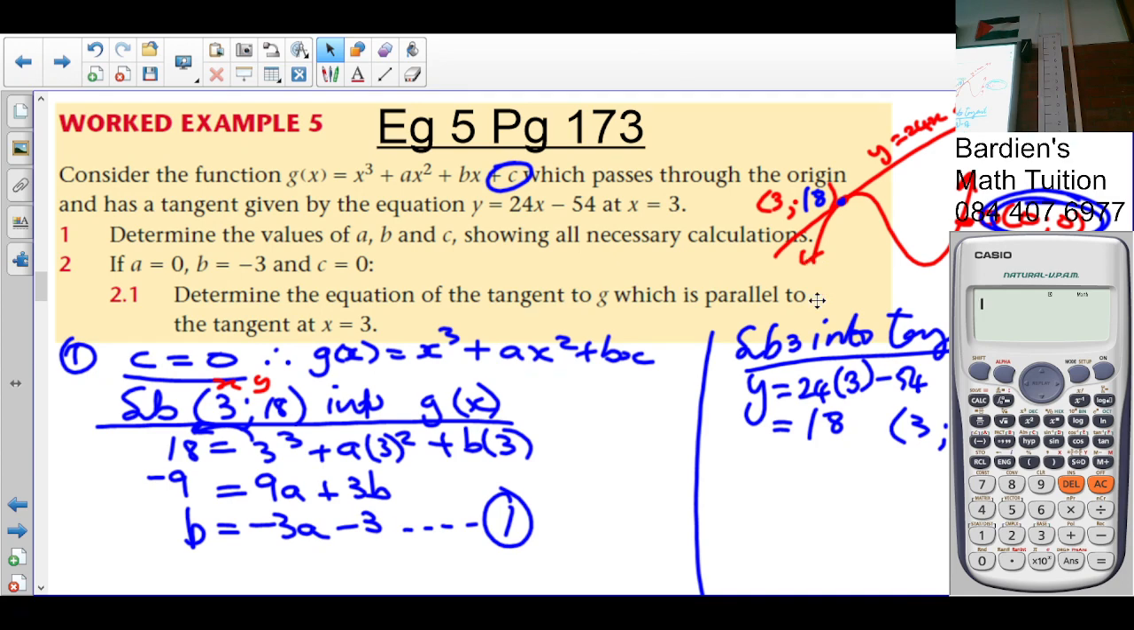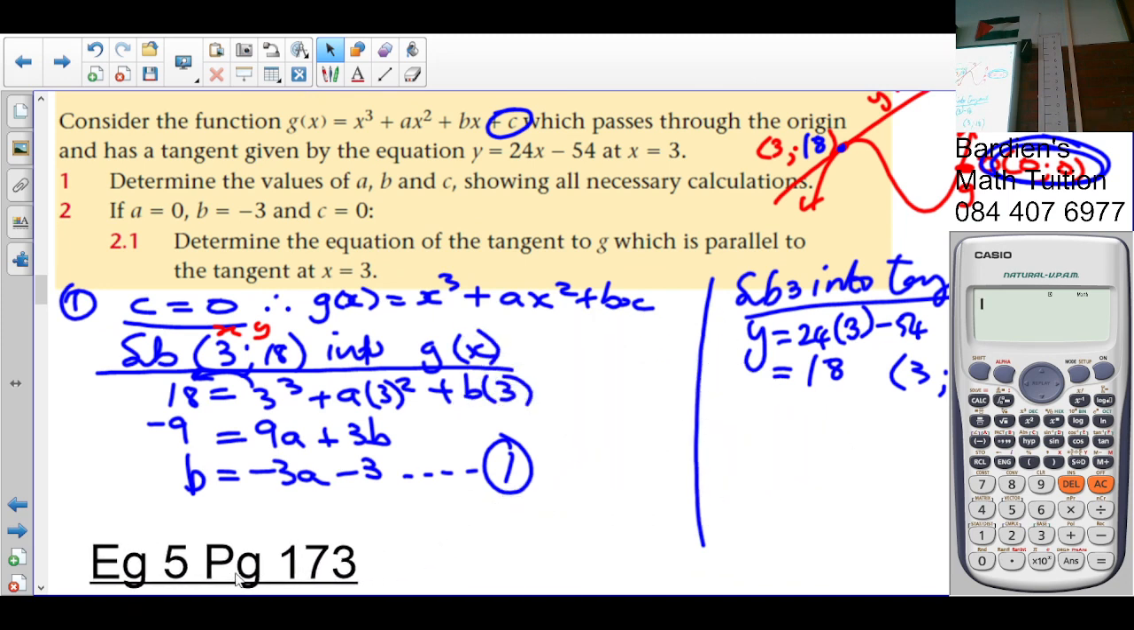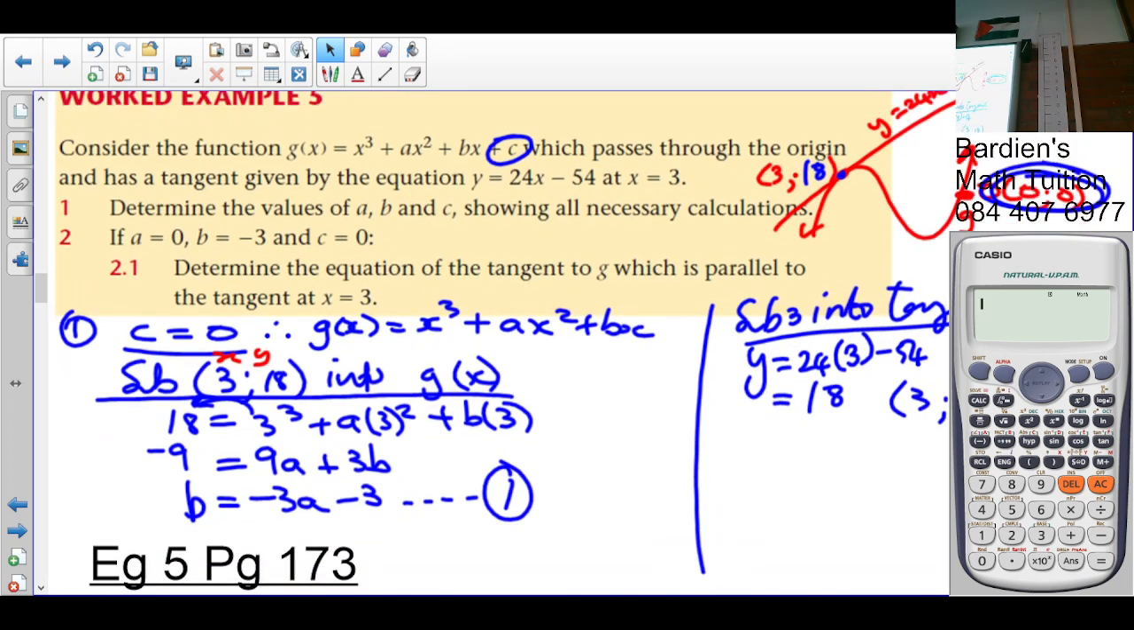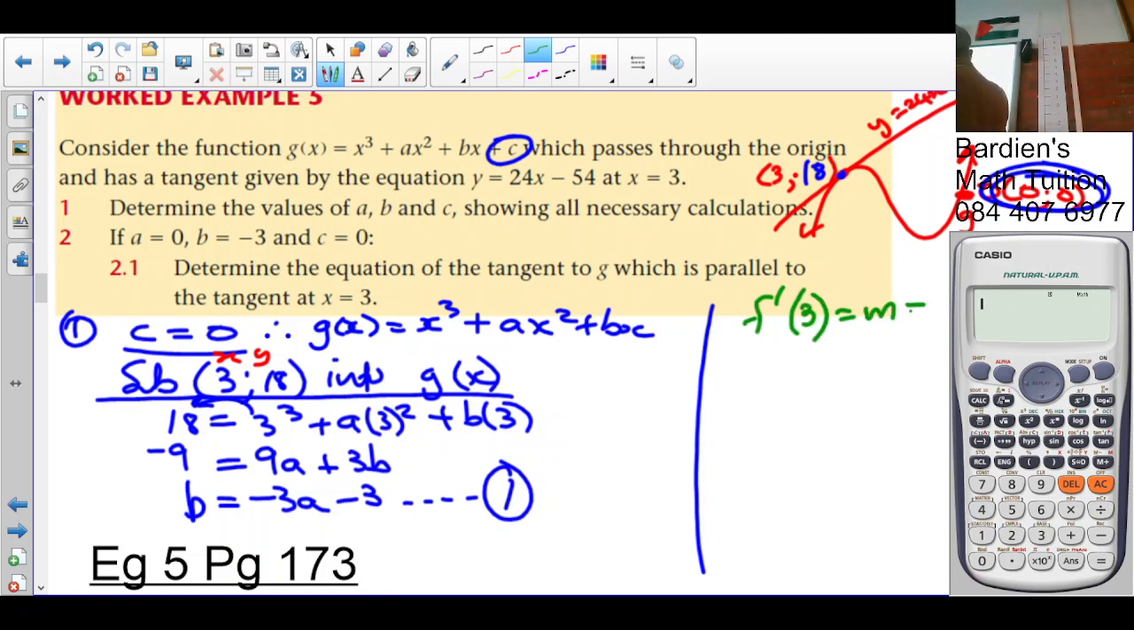Then we know that the gradient at x is equal to 3. The gradient f prime of 3, which is the gradient of the tangent, is equal to 24. Can you see that? At this point here, the gradient of the tangent is 24. How do we know that? It's coming from there. The equation of your tangent.